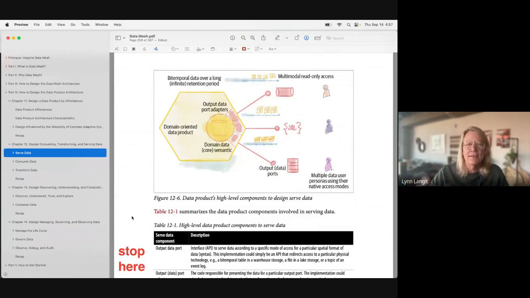she's evolving the data product. So the data product, the adapters, the core semantic schema that you validate against, the bitemporal data over a long, infinite retention period, multimodal read access, the events, the pub sub, if you will, the SQL, the output data port, and then the machine learning.